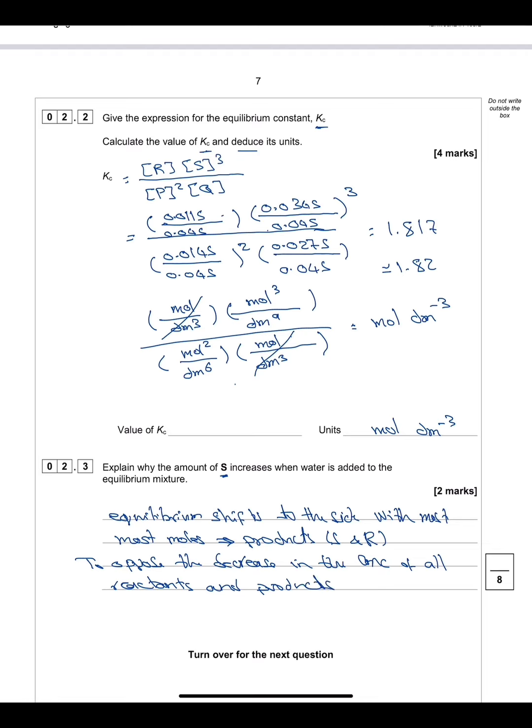Remember also that you can say that the Kc is expressed as a function of concentration, and the concentration equals the amount in moles over the volume. And when the volume increases, the amount of moles has to increase in order to keep the Kc constant, which means that the amount of moles of the S and R will increase. So either of these will be accepted as your answer.